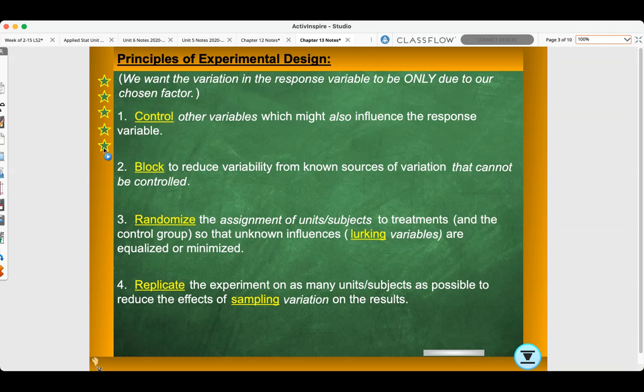And 4, replicate the experiment on as many units or subjects as possible to reduce the effects of sample variation on our results.